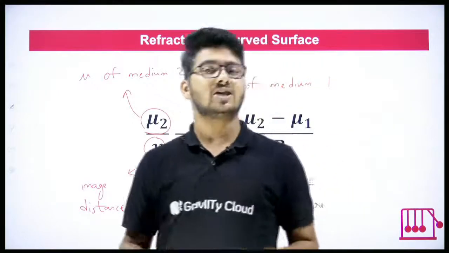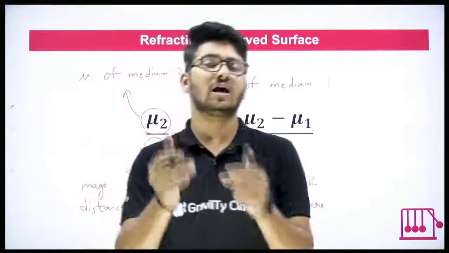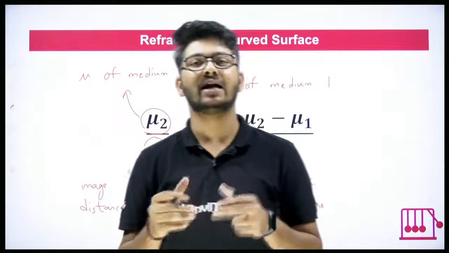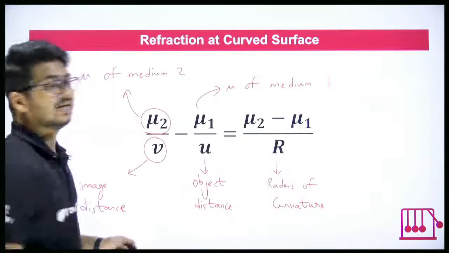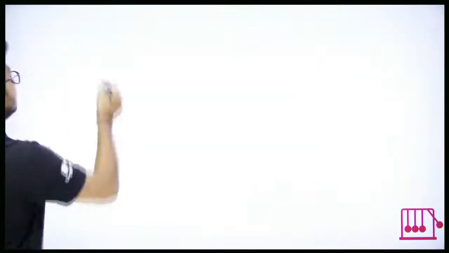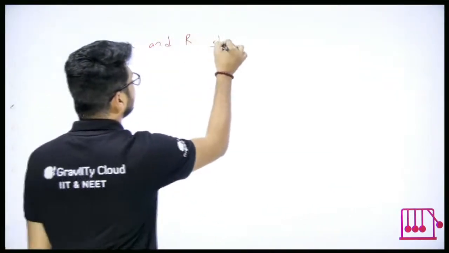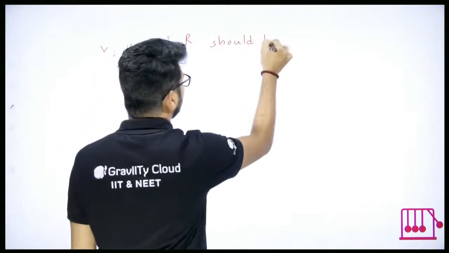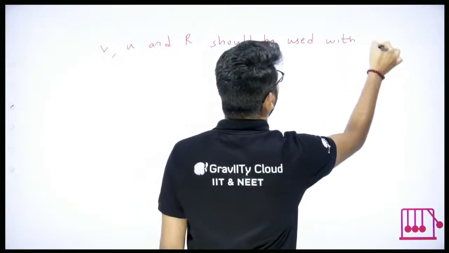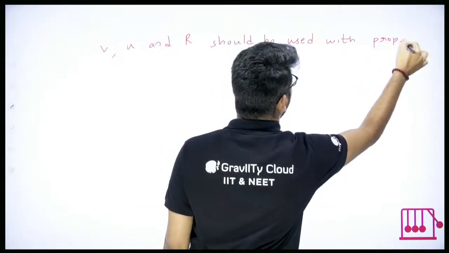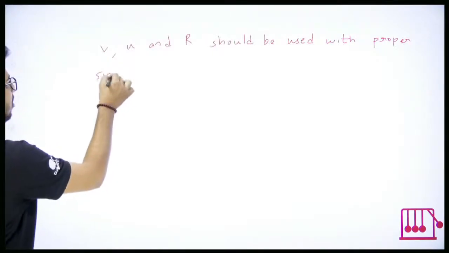Sir, is there a derivation for this? Yes, there is a derivation. We'll do that in the next class. But for now, we'll understand the formula and how to use it. And remember, when we use the formula, sign convention is important. That is, v, u and r should be used with proper sign. And what is the sign convention? It is the same as in the case of mirrors.